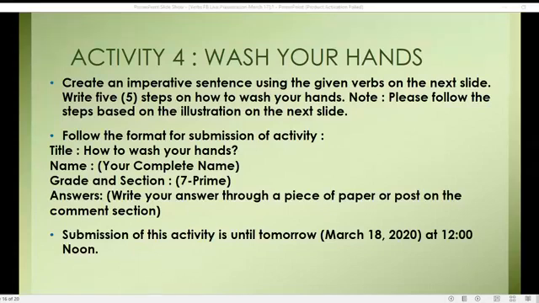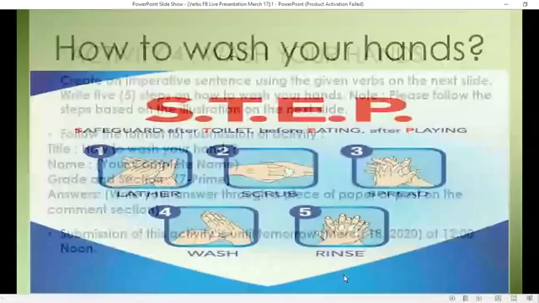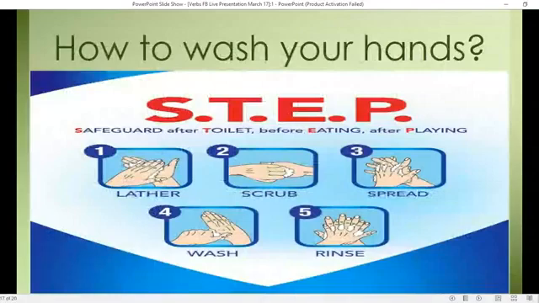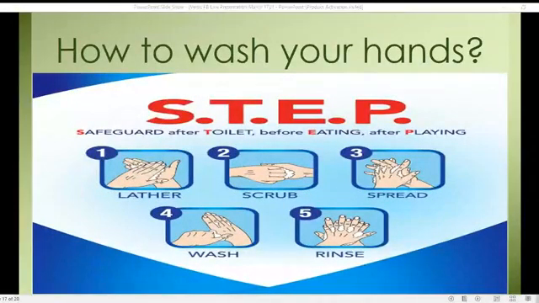So, for this activity for today, we are talking about an imperative sentence using the main verbs and auxiliary verbs. So, create an imperative sentence using the given verbs on the next slide and write 5 steps on how to wash your hands. So, please take your time to follow the steps based on the illustration. So, here is the illustration, by the way, on how to wash your hands. Why do we need to wash our hands? Since we are in an enhanced community quarantine, you have to wash your hands because, yes.